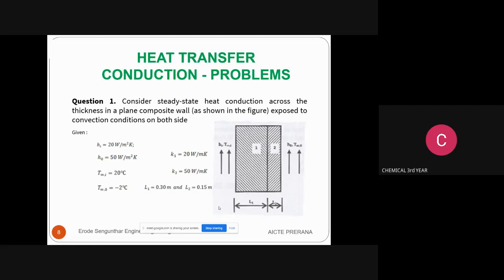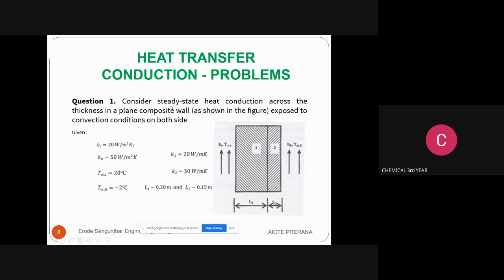See, the first question is: consider steady state heat conduction across the thickness in a plane composite wall. We all know about the composite wall. A composite wall is nothing but a wall with two or more materials. Here they have shown two walls, two materials, as in the figure, exposed to convection conditions on both sides. Why have they mentioned convection here? Outside we have fluid motion only, but the problem asks about inside the system, which is conduction. And for convection we have one more formula, Newton's law of cooling, which gives Q is equal to hA into delta T. The same thing we will use here also.